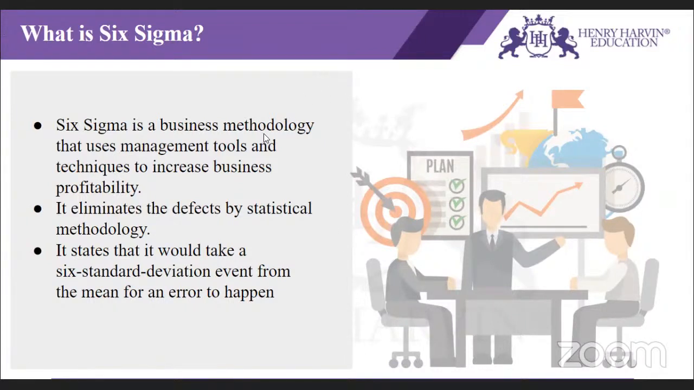So Six Sigma is a business methodology that uses management tools and techniques to increase business profitability. You all said that already. It eliminates the defects by statistical methodology. It states that it would take 6 standard deviations from the mean for an error to happen. Somebody was asking what Six Sigma means.